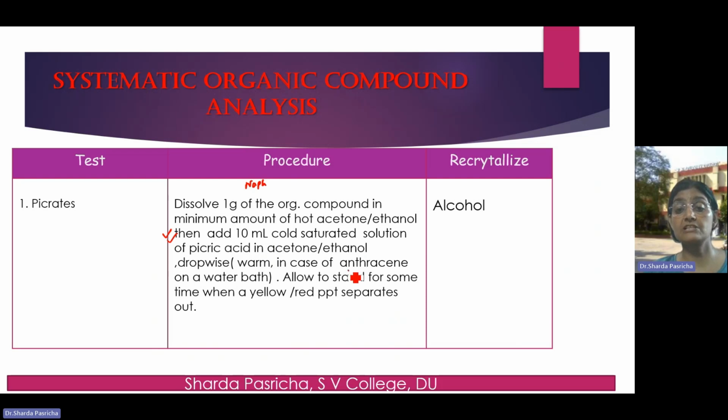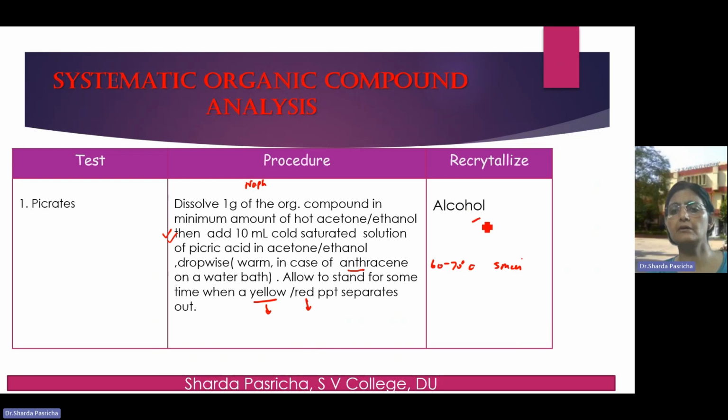In case you're suspecting your compound is anthracene, after mixing the picric acid solution, you will have to warm it on hot water bath, which is maintained at about 60 to 70 degrees centigrade for about 5 minutes. And then allow the contents of the china dish to stand in air, outside the lab. The solvent will evaporate and you will get beautiful yellow colored crystals in case you have naphthalene and red colored crystals in case you have anthracene.